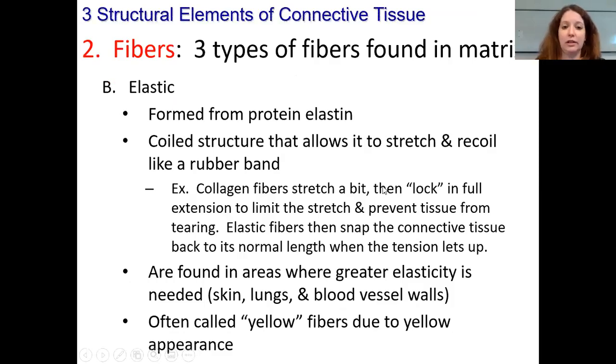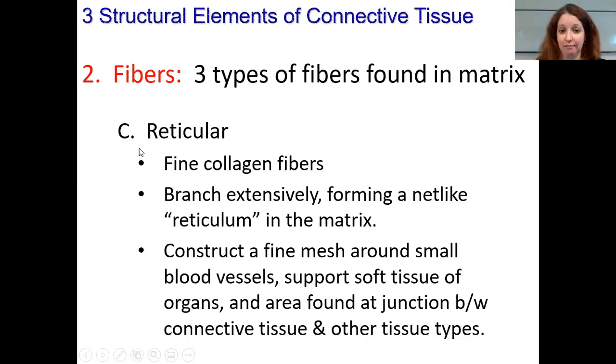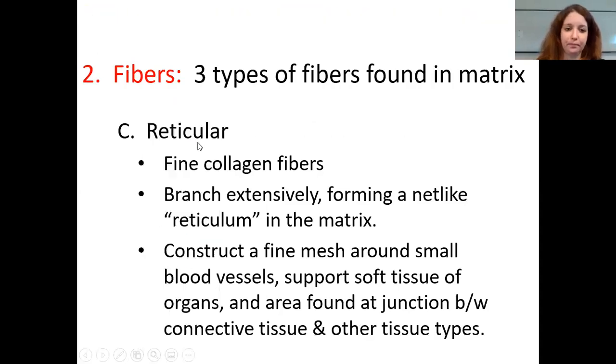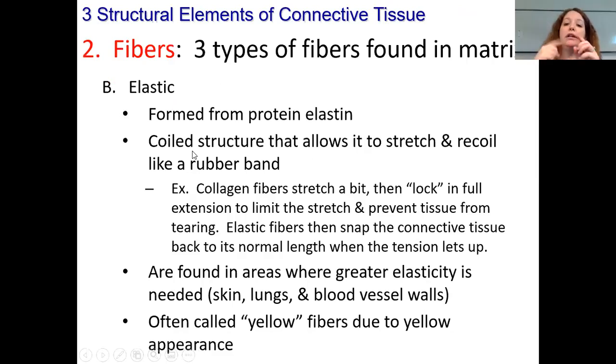Elastic fibers form the protein elastin. It's coiled like a rubber band, and it stretches and can recoil just like a rubber band. And you can read that example. They're found in areas with great elasticity, such as the skin, the lungs, and blood vessel walls. And it's often called yellow fibers due to its yellow appearance, which I guess I've never heard of before this exact moment, and so neither have you.